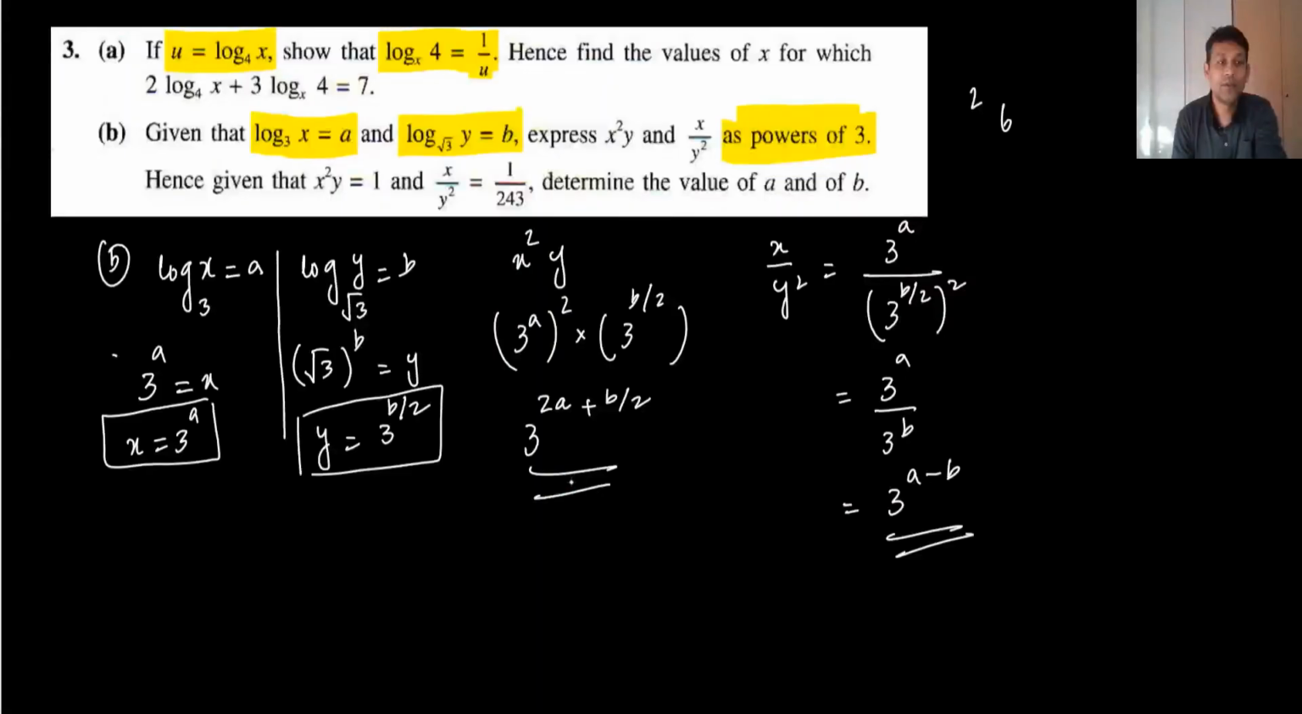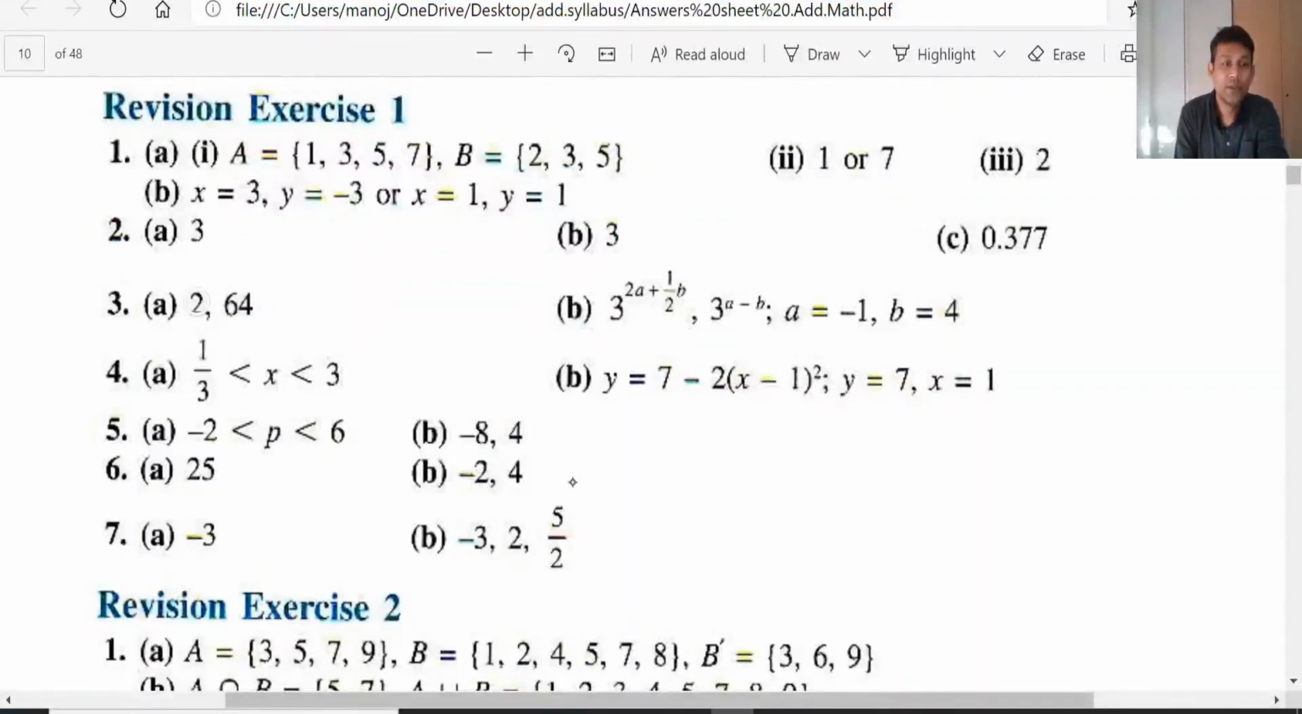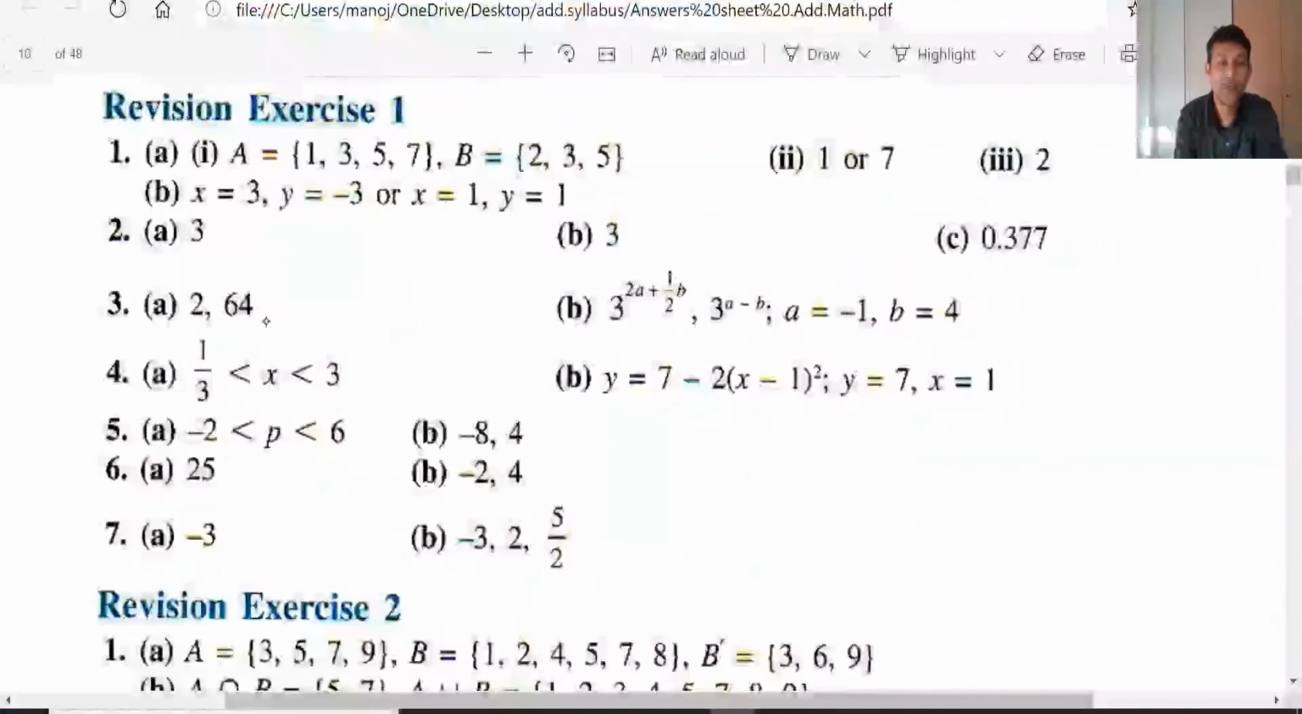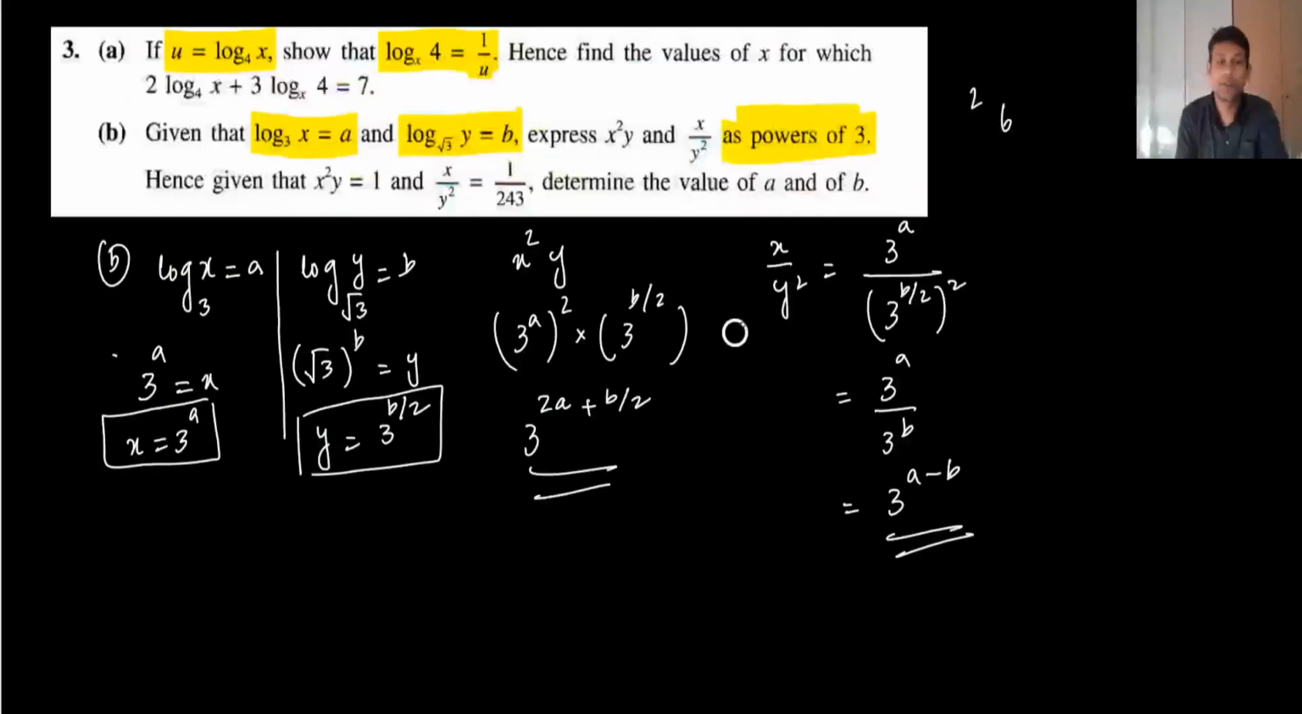Question number 3, 2 and 64. We did 2 and 64. Yes, we have done it. And this is 2a plus half b, and this is a minus b, right. Sometimes mistakes are possible because I'm doing it sometimes without a calculator, sometimes in a hurry. So please don't mind when I have some mistake. You can do it yourself. Thank you.